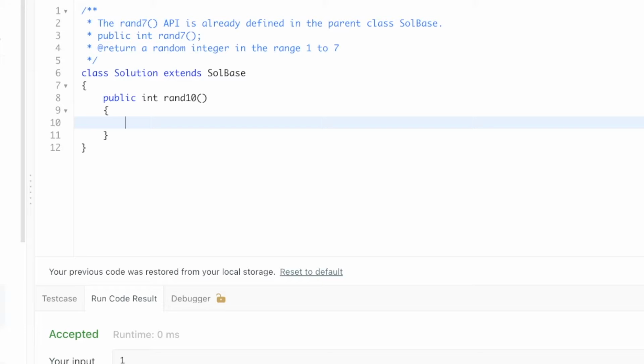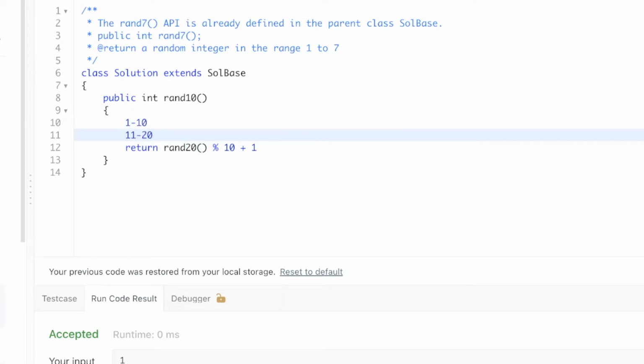We want exactly 10% of the time to return a certain number, a digit between 1 and 10. So let's actually walk through some logic. Let's say I gave you Rand20. We could just do return Rand20 mod 10 plus 1, right? Because if we look at the possible numbers here, we have 1 to 10 and 11 to 20, and I do mod 10 of each one.